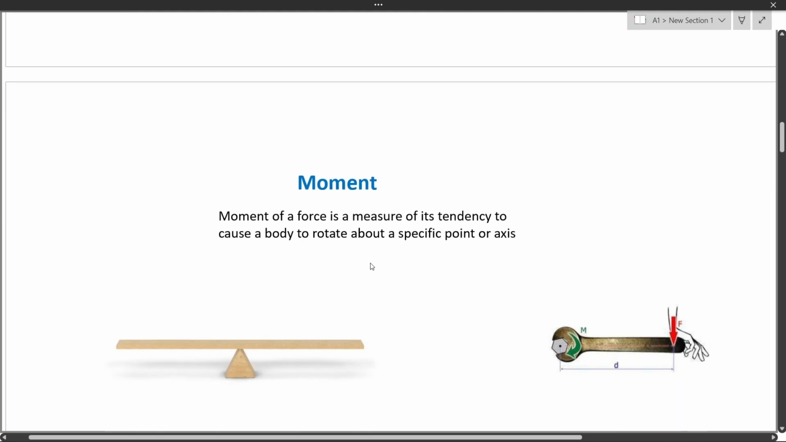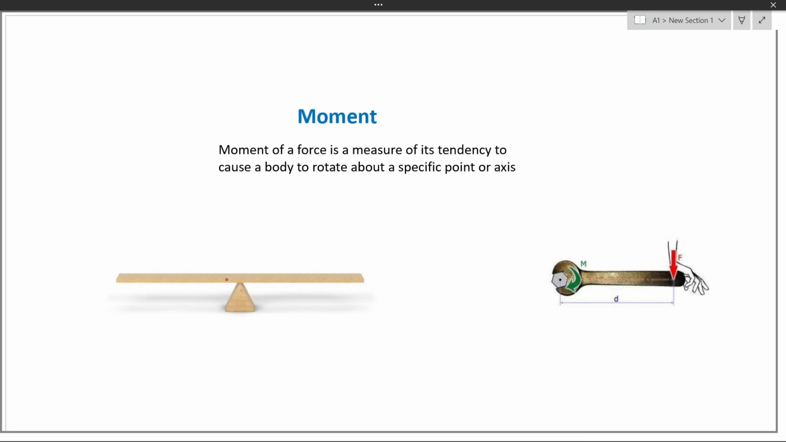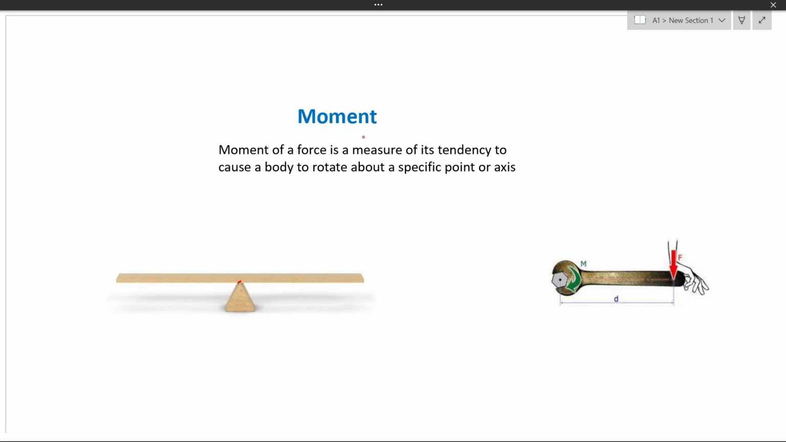Then moment means if we apply one force to an object and the object starts to rotate, that effect of the force is called a moment. For example, this is a seesaw. This is a center point. One more thing is the moment has two directions, counterclockwise and clockwise. See, at this point, one guy is sitting here, with a weight of 100 kg, and he is sitting just 1 meter from the center.